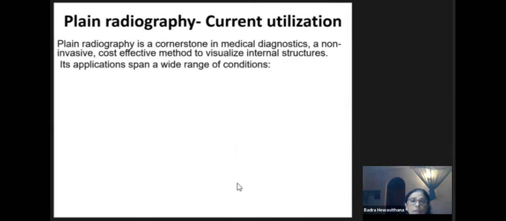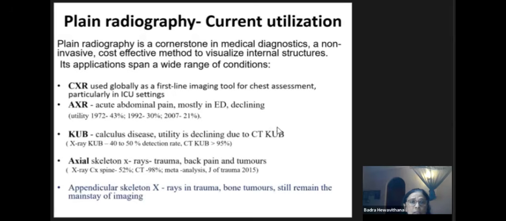So plain radiography, what is the current utilization? It is considered a cornerstone in medical diagnostics because it is a non-invasive, very cost-effective method to visualize internal structures. Its applications, we all know, span a wide range of conditions, like chest X-ray. Still, it is used globally as a first-line imaging tool for chest assessment. No one will do a CT scan as the first line, especially in ICU settings, where you need a lot of imaging, and surgical patients, most of them need ICU support.